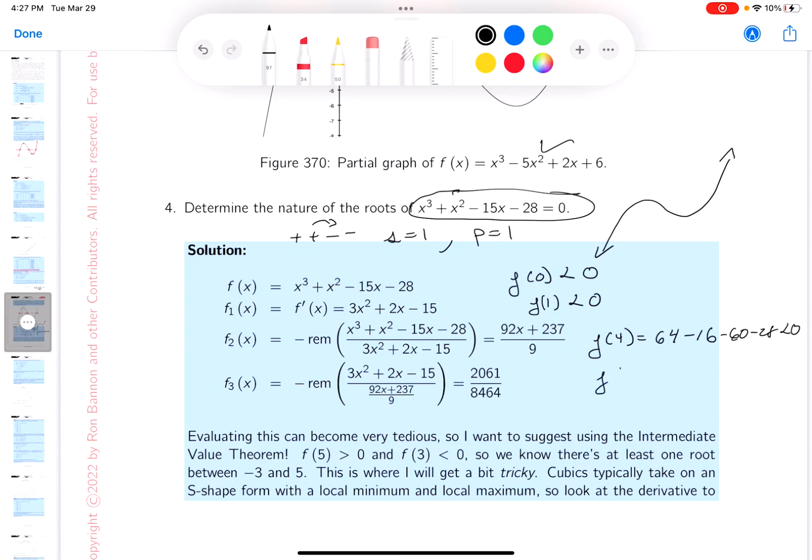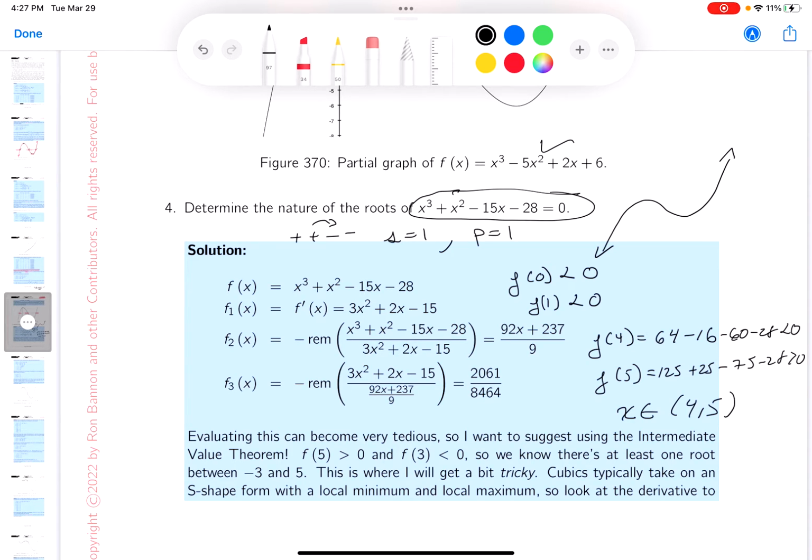Let me go to f of 5, though. By the way, at some point the cube is going to take off. 125, 25, minus 75, minus 28. Clearly positive. So I know there's a root on the interval between 4 and 5.